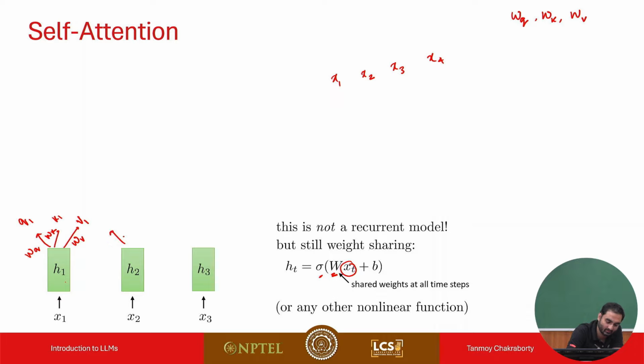Similarly, you multiply H2 with WQ, which will produce Q2, WK, which will produce K2, and WV, which will produce V2. And similarly, Q3, K3, and V3. The same set of parameter matrices are used to generate queries, keys, and values for all the tokens. The parameter matrices are shared.